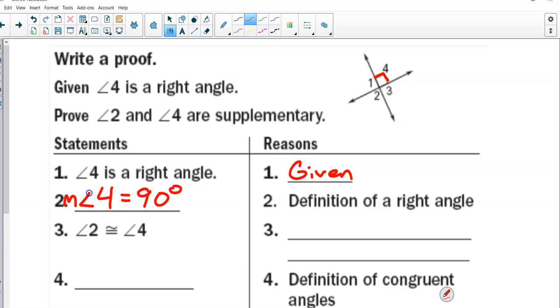equals 90 degrees. Number 3, we have angle 2 is congruent to angle 4. So if we look at angle 2 and angle 4 up on our diagram, how do we know that they are congruent? They're vertical angles. They're on opposite sides of that intersection of the two lines.